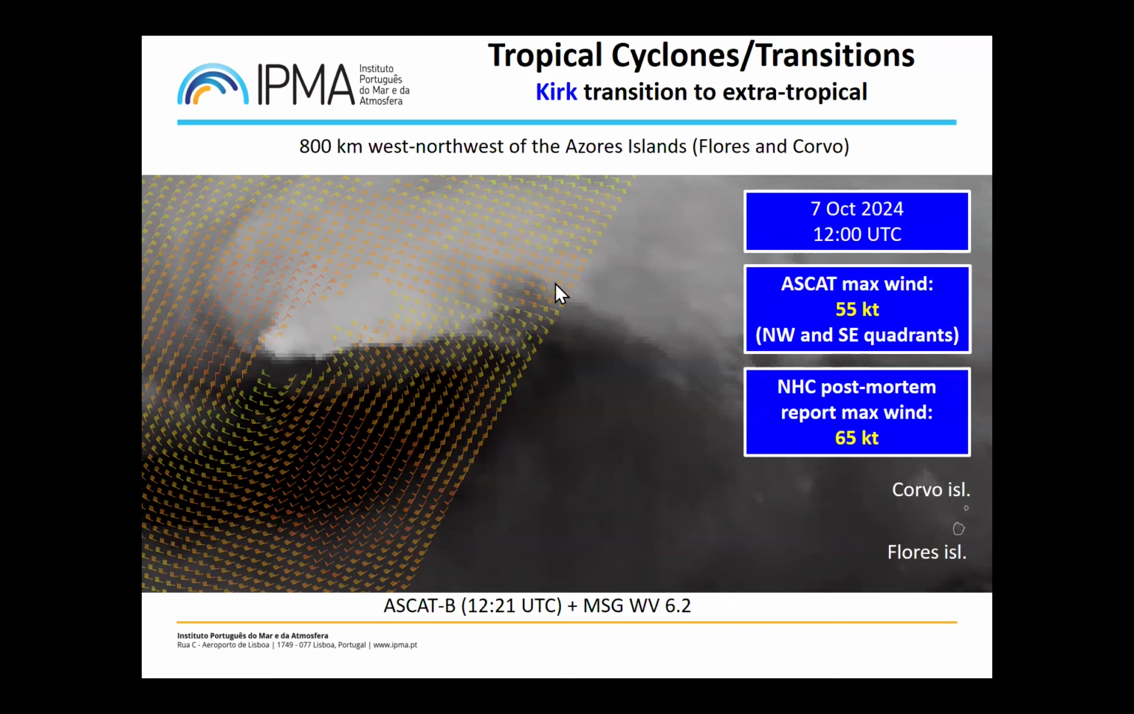This was happening in October 2024, and you could see ASCAT here showing in the northwest quadrant and the southeast quadrant winds up to 55 knots. In the post-mortem report from the National Hurricane Center, they even attributed, at this time, 65 knots for wind. And this storm was very close to the Azores Islands, so around 800 kilometers.